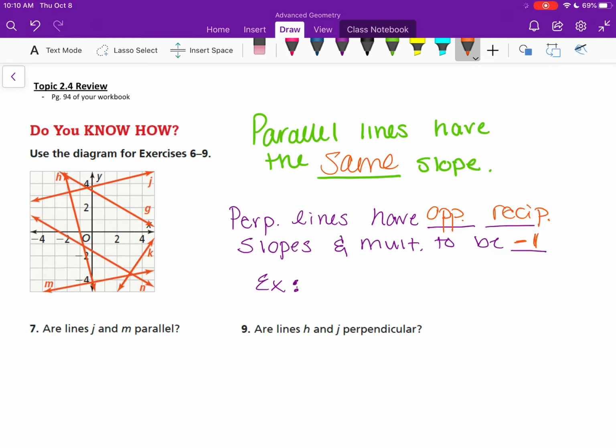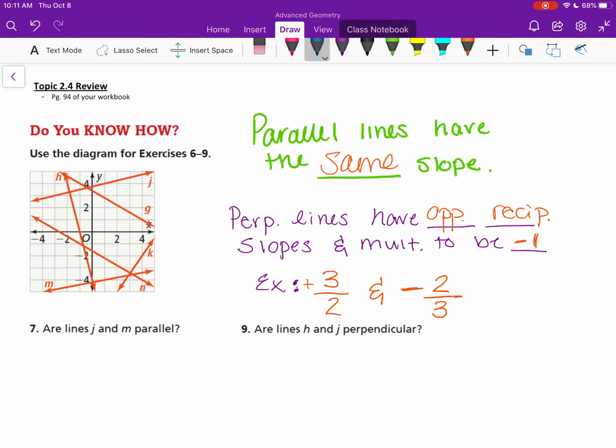So opposite reciprocal means truly opposite signs, one positive, one negative, and reciprocal means we flip that fraction. So an example could be positive 3 over 2 and negative 2 over 3. Opposite signs, one's positive, one's negative, and reciprocals are flipped fractions. So when we want to know if things are parallel or perpendicular, we just need to find their slopes.